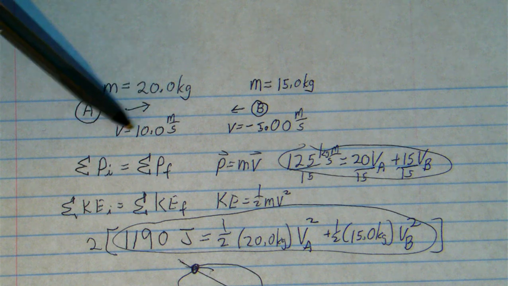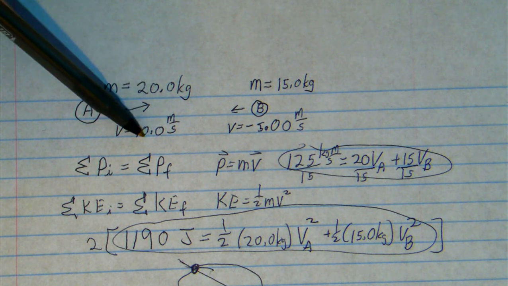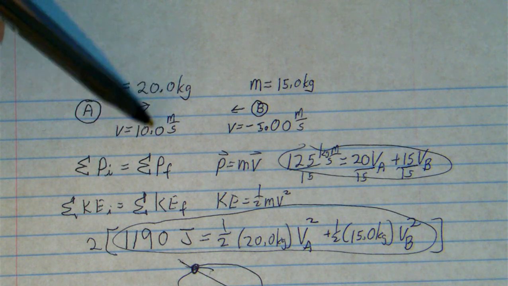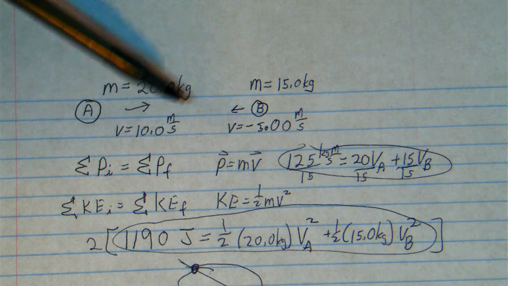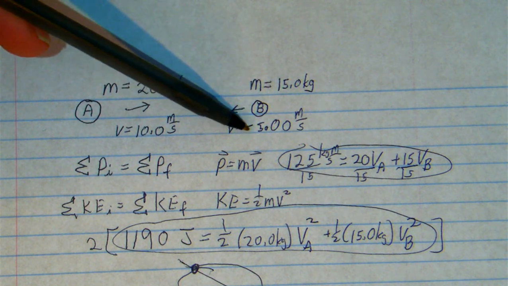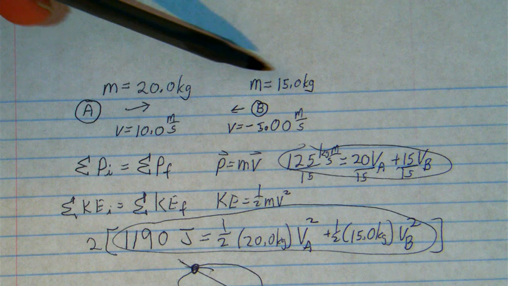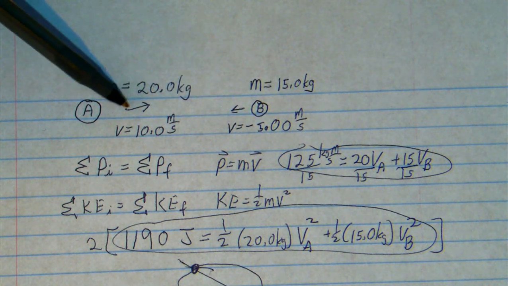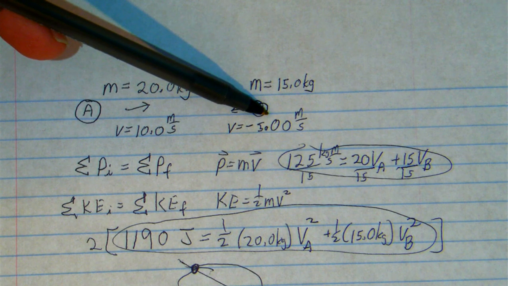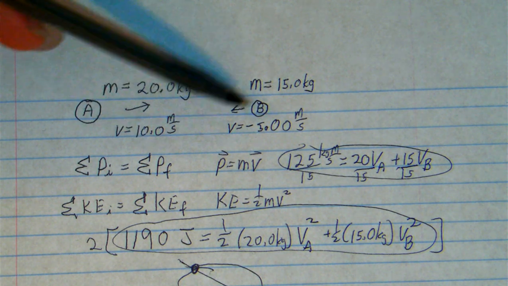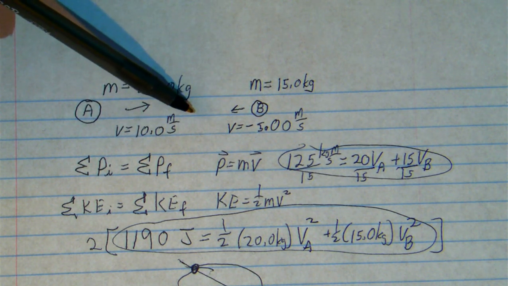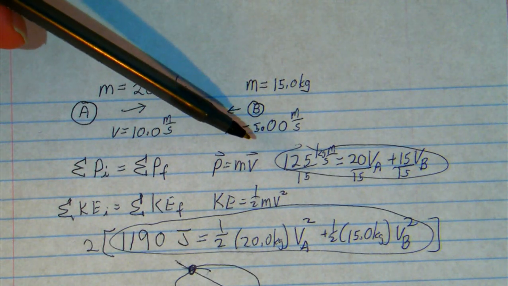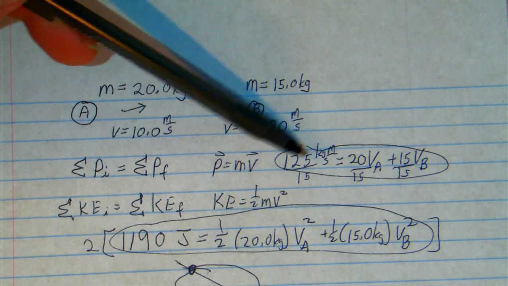In this case, 20 kilograms times 10 meters per second is 200 kilogram meters per second. 15 kilograms times negative 5 meters per second is negative 75 kilogram meters per second. 200 minus 75 means the total momentum before they collide is 125 kilogram meters per second.